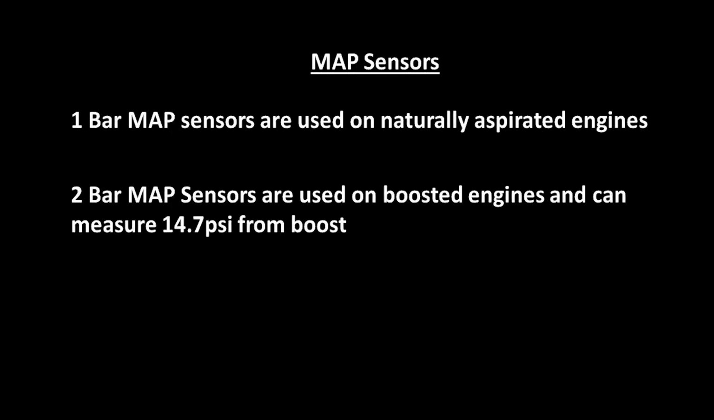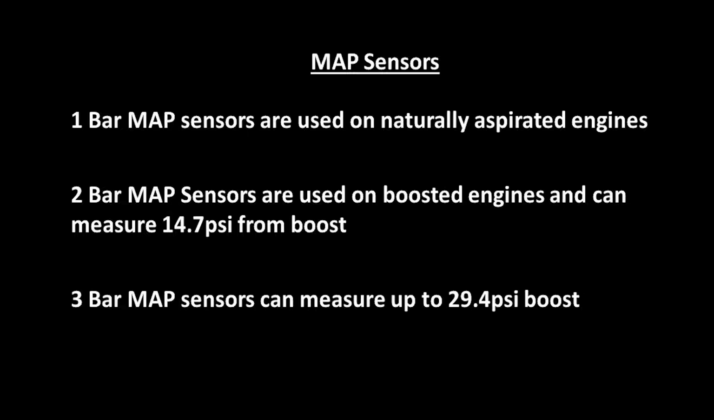A 2 bar MAP sensor will read up to 2 atmospheric pressures. So you have the 14.7, which is what we're feeling here today. Add another 14.7 onto that, you get 29.4. But effectively, the MAP sensor is only reading the 1 atmospheric pressure because it ignores the first one. So if you're running a turbocharger or supercharger up to 10 pounds of boost, you'll use a 2 bar MAP sensor because it is perfectly capable of reading within that range.